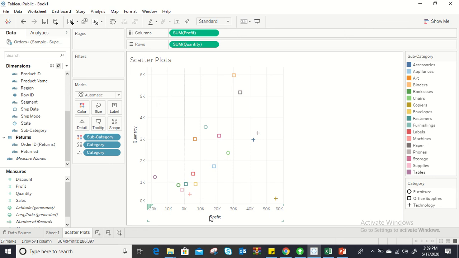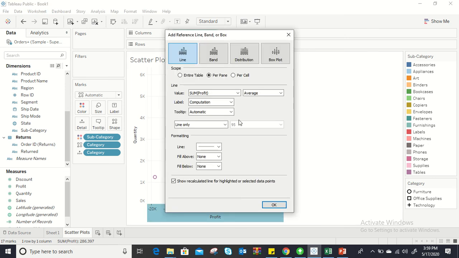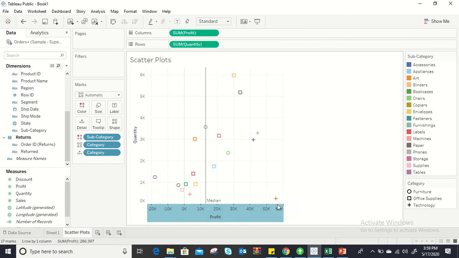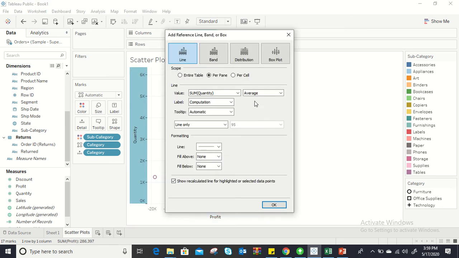What I will do is go to profit, right click, add reference line, and it's showing average. I'll change it to median and click OK. Now this is the median line. The median profit is around $13,000. That's how you do it. You can again add a median line to your quantity as well. Again, right click on the axis, add reference line, and change it to median.